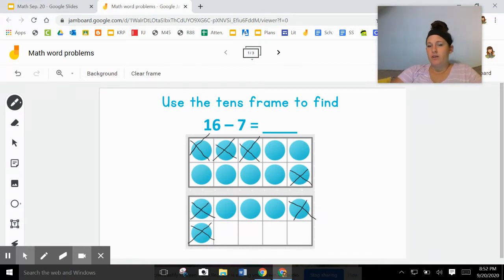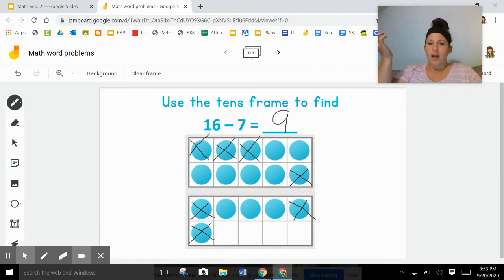Subtract 7. So I don't even have to go in order. I can go all crazy. Just makes it harder for you to be able to tell what the number is when you're finished. So now I can just count how many I didn't cross out. 1, 2, 3, 4, 5, 6, 7, 8, 9. So my answer should be 9. So I'm going to write 9 in my blank right there.